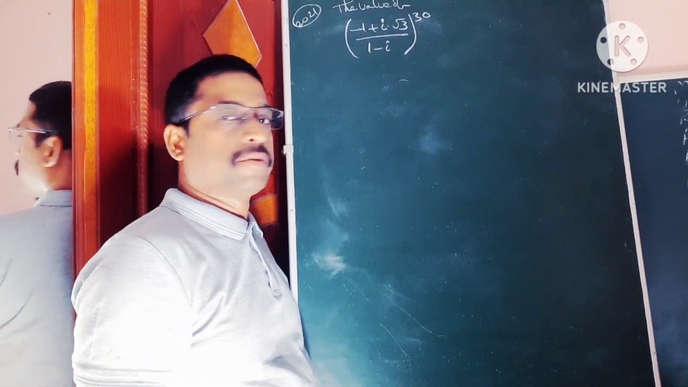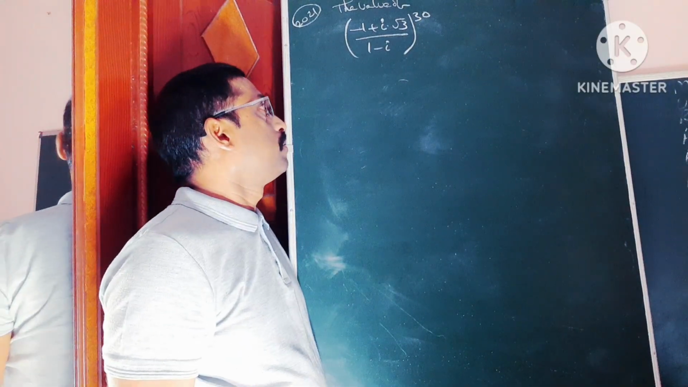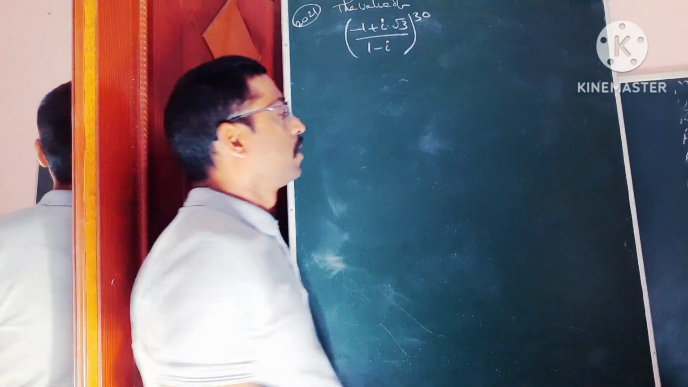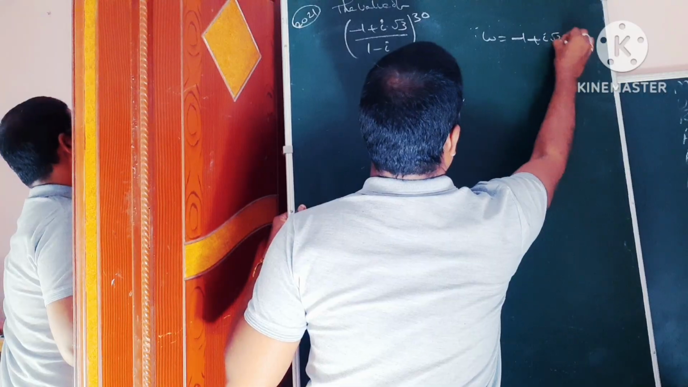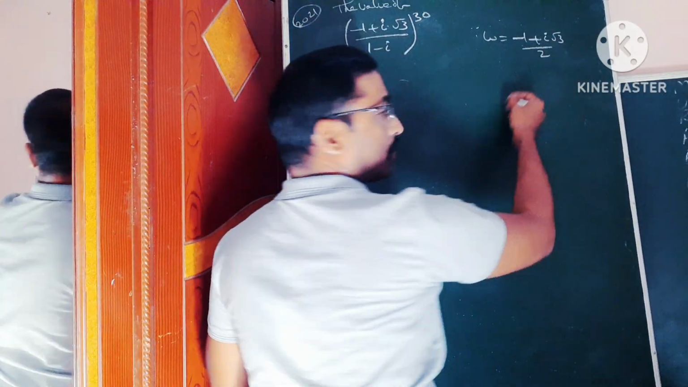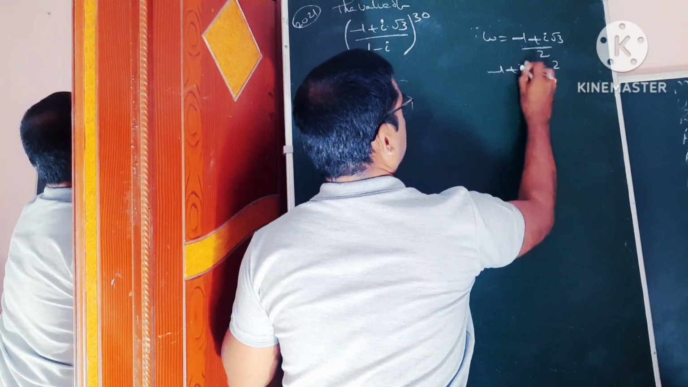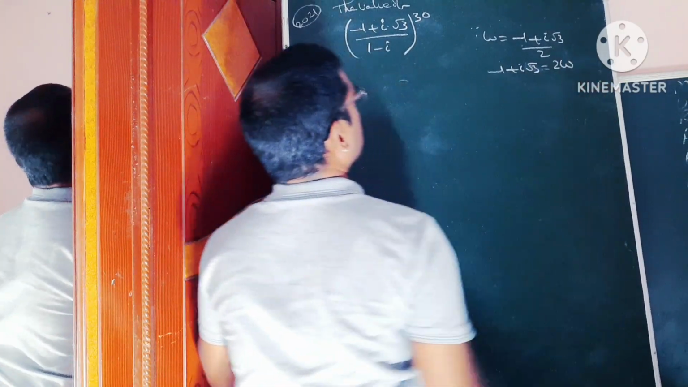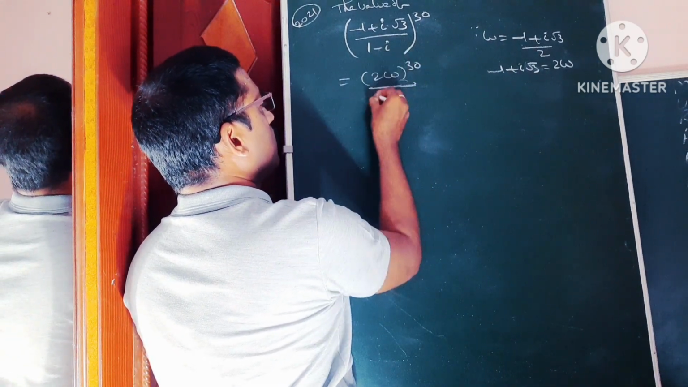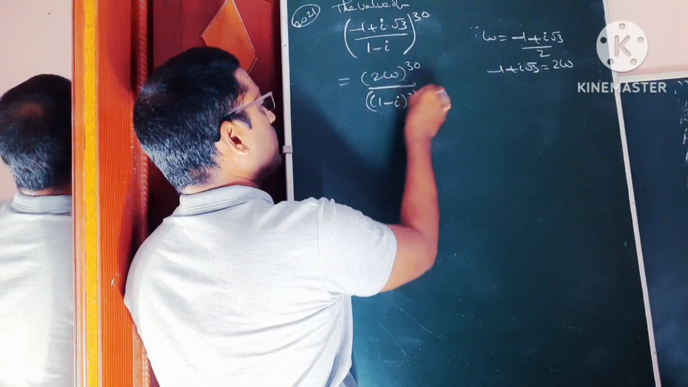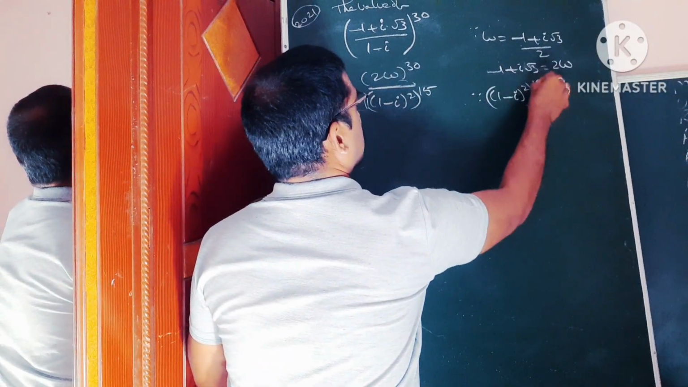Okay, now I am going to explain 2021's problem, same model. So minus 1 plus I root 3 by 1 minus I whole to the power 30 value. So we know that omega is equal to minus 1 plus I root 3 by 2. So minus 1 plus I root 3 value how much here? 2 omega. So this value 2 omega power 30. But denominator value 1 minus I whole square whole to the power 15 right here.